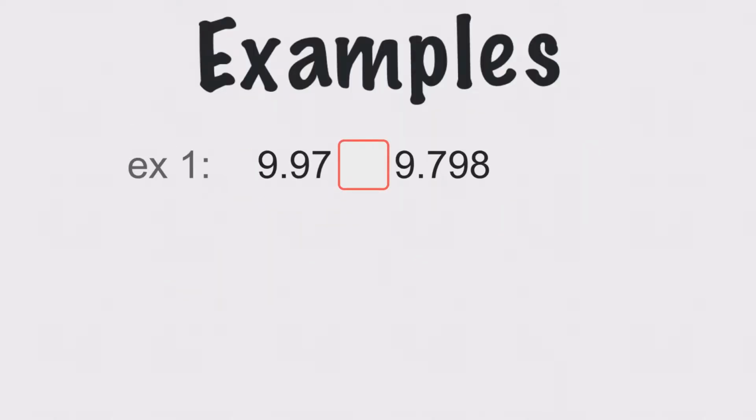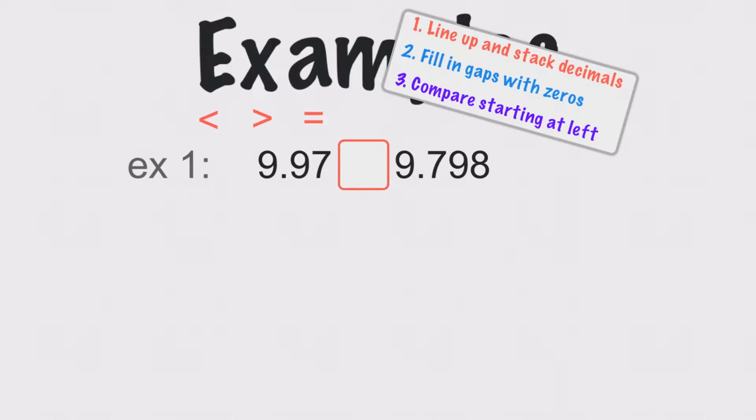So here's our first example. Pause the video and write this down on your paper. Our goal here is that we're going to put either the less than, greater than, or equal to sign into the red box. So we need to compare these numbers. To do that, we're going to use the steps that we talked about before. So our first step says to line up and stack the decimals.